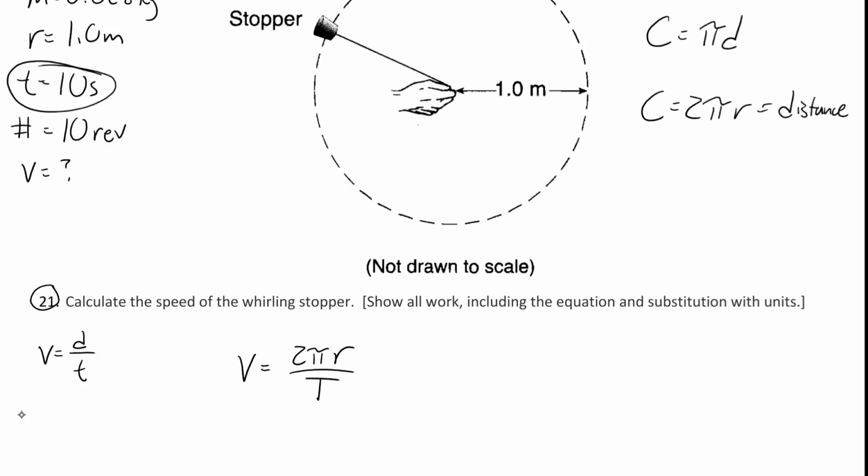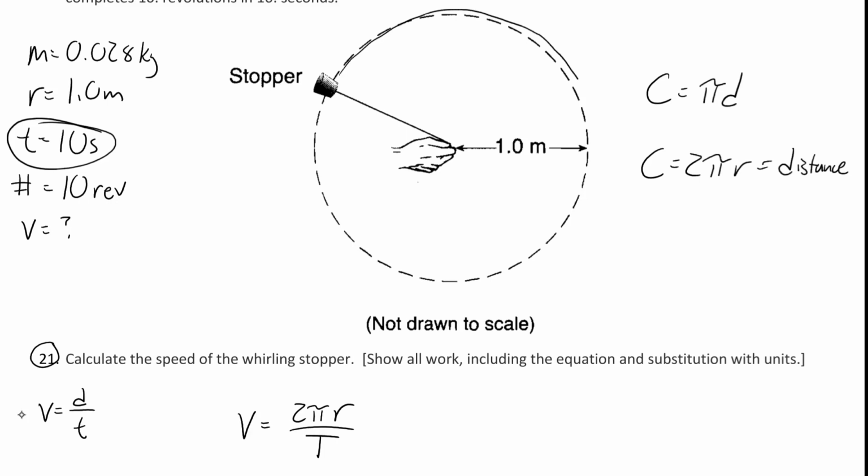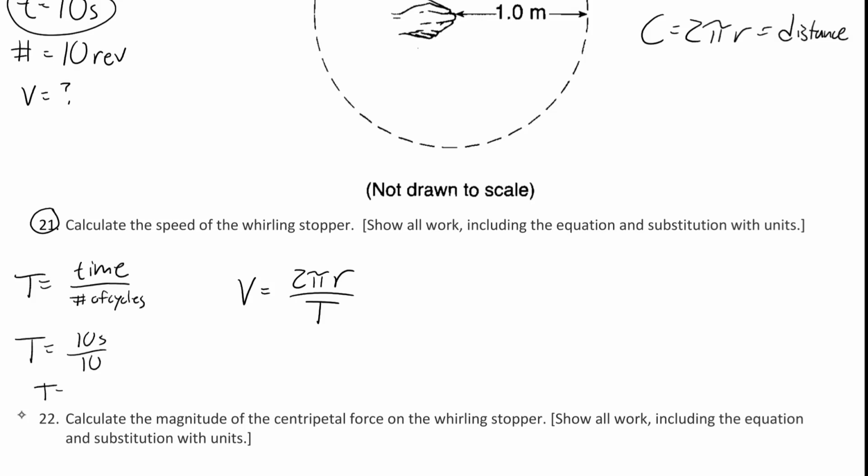Now they tell you 10 seconds, but it doesn't take 10 seconds to go around the circumference one time. It takes 10 seconds to go around the circumference 10 times. So the first thing we have to do before we do this formula is find the period. And the period is equal to, by definition, the time per cycle, or revolutions. We're calling it revolutions here. So we have 10 seconds divided by 10 revolutions. So the period is 1. What are the units for period? Well, you have a second divided by 1, nothing. So this is left in seconds, which makes sense.